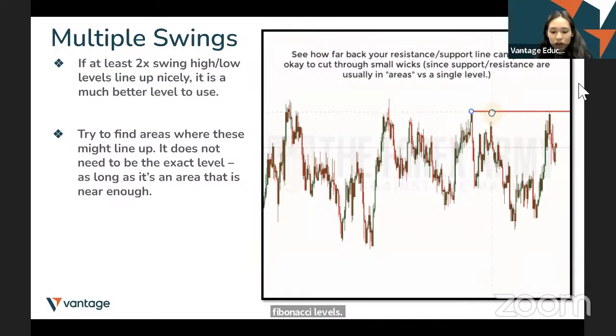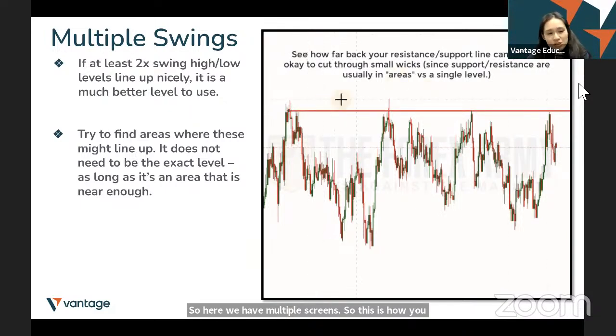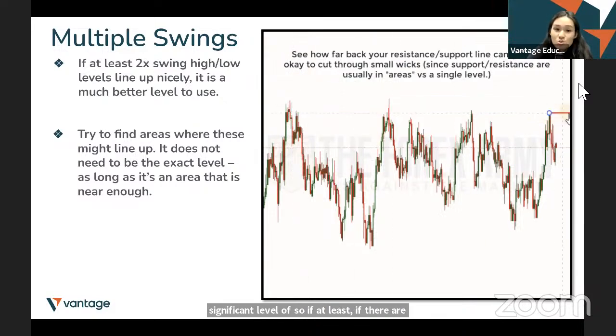Okay, so here we have multiple swings. So this is how you identify whether the level that you're choosing is a significant level or not. So if there are at least two swing highs or lows that line up nicely, it's a much better level to use compared to if there is only one swing high or swing low.